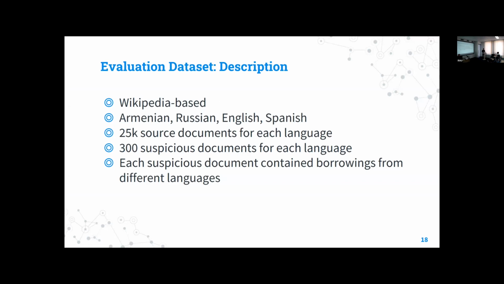It utilizes four languages: Armenian, Russian, Spanish, and English. There are 25,000 source documents for each language and 300 suspicious documents for each language. Each suspicious document contains plagiarism from all of the other languages. So in one suspicious document, you can have plagiarized fragments from 4 languages.